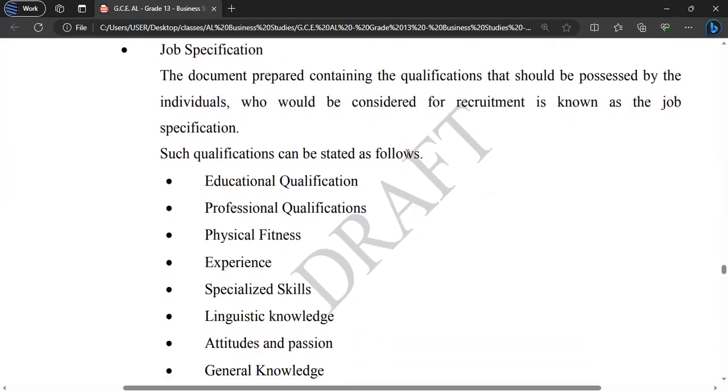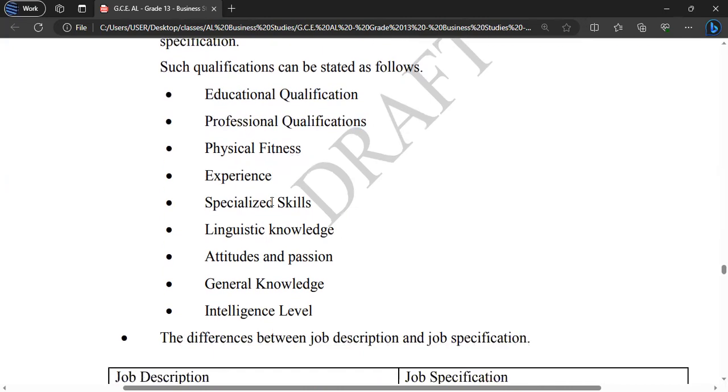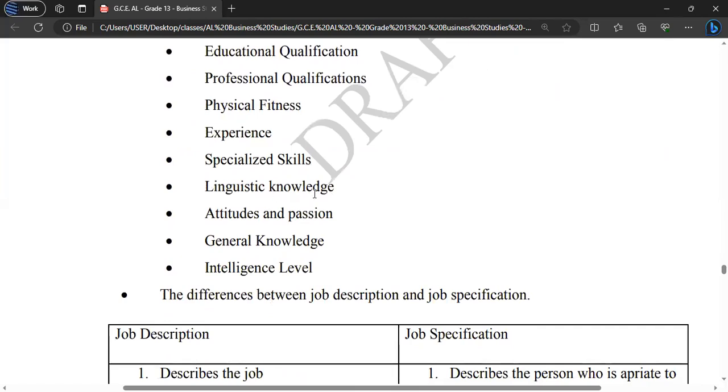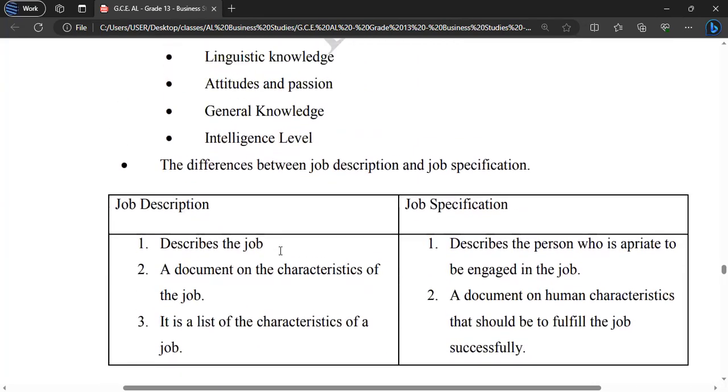Such qualifications can be stated as follows. The qualifications can be educational qualifications, professional qualifications, physical fitness, experience, specialized skills, linguistic knowledge, attitudes and passion, general knowledge, intelligence level, like this, right? Now let us look into the differences between job description and job specification.